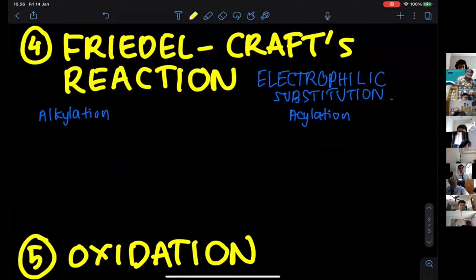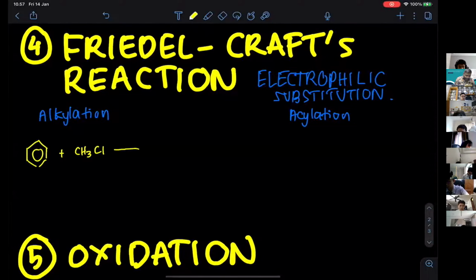So if I have a benzene and I want to put an alkyl group, let's say CH3, to make methylbenzene, make sure CH3 is bonded to a halogen. Very important. So CH3Cl. And then you need to make sure that this is going to be heated. Heat. And then you need to have the catalyst, which is going to be AlCl3.